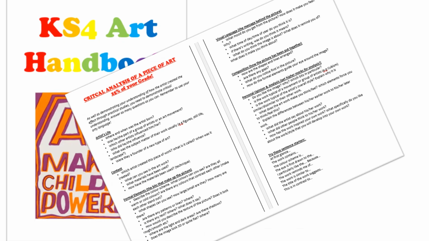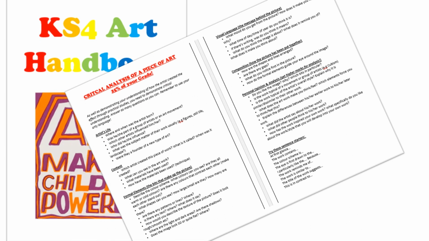Hi guys, welcome to this video which is going to briefly talk to you about how to analyse a piece of artwork for your GCSE. So you will obviously at Tuxford Academy have been given, or have access to, our Key Stage 4 art handbook, and in that there are a few pages that will help you with analysing artwork. Obviously this is worth 25% of your grade: looking at other artists and what they call demonstrating your critical understanding.